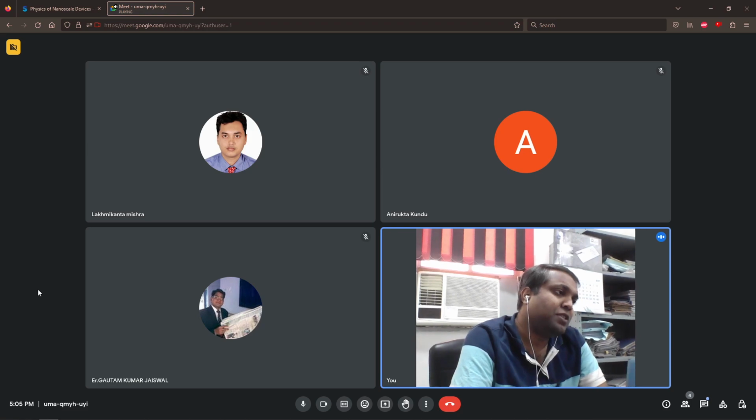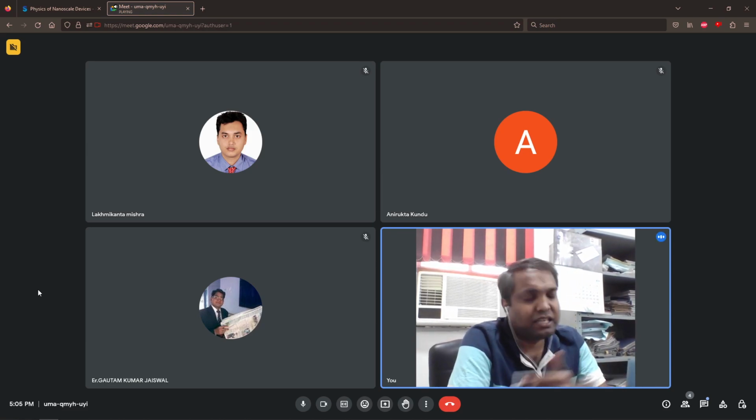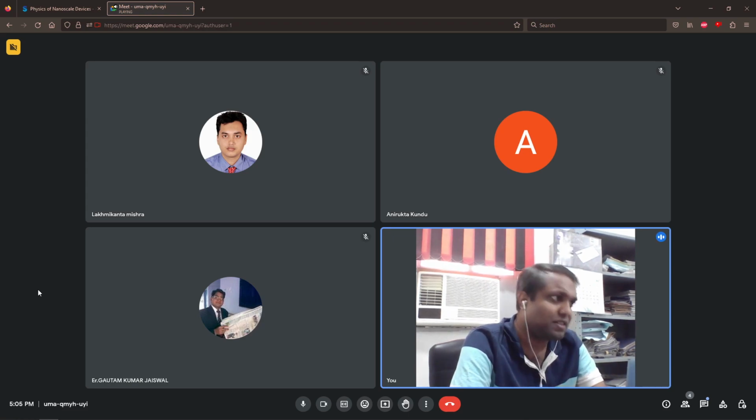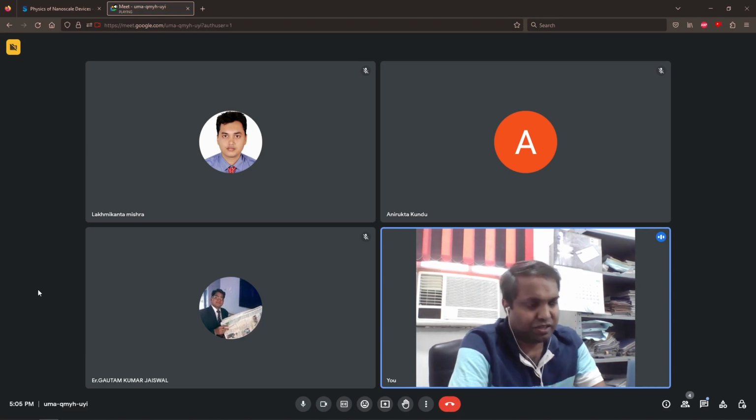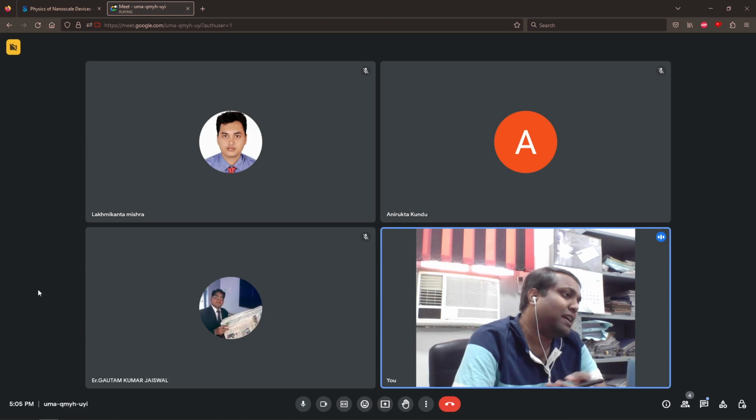As Lakshmikanta mentioned, this course is an introductory course. We are not going too much into the technical details of the field because that is pretty vast, and to cover it in a single 12-week contact course is kind of impossible. However, we wanted to cover the basics. As the course title suggests, this is the physics of nanoscale devices. So we wanted to give the basic tools which people can use to analyze these devices in different contexts.